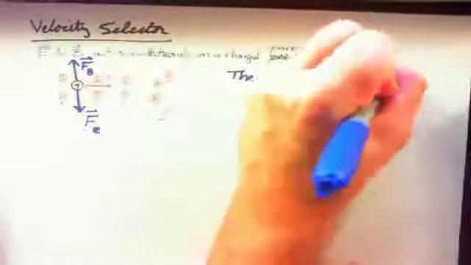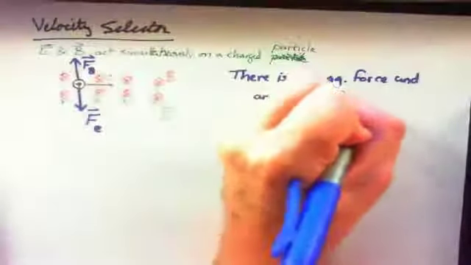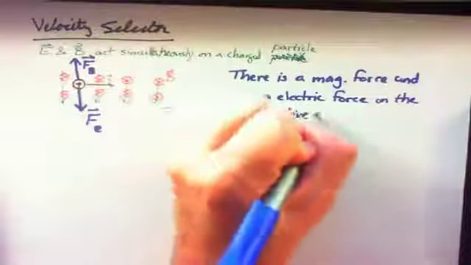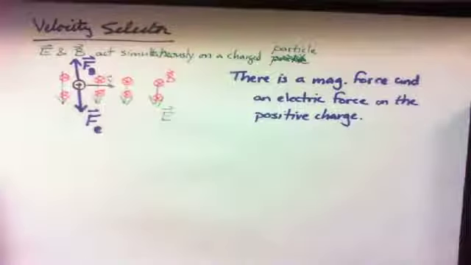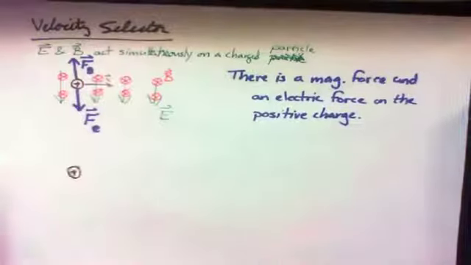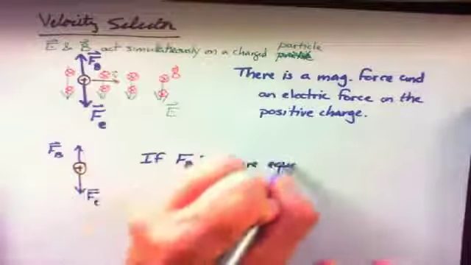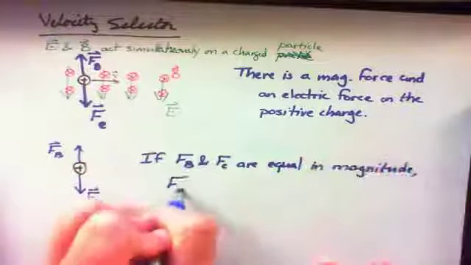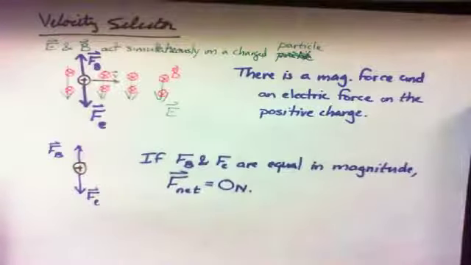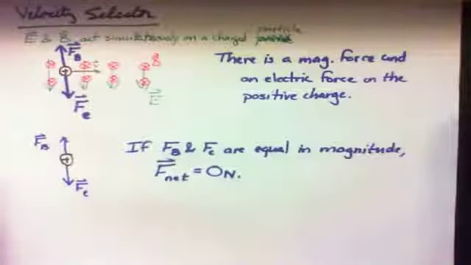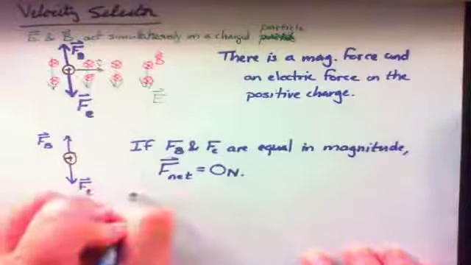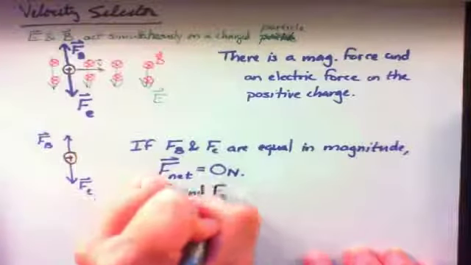Okay. So this charged particle feels an electric force towards the bottom of the page and a magnetic force towards the top of the page. Well, if those two forces are equal in magnitude, the net force on that positive charge is 0. If we have the same amount of force towards the top of the page as towards the bottom of the page, those two forces cancel out, and the net force on that positive charge is 0. So let's say we have that case. Let's say we have the case where the magnetic force and the electric force are balanced.